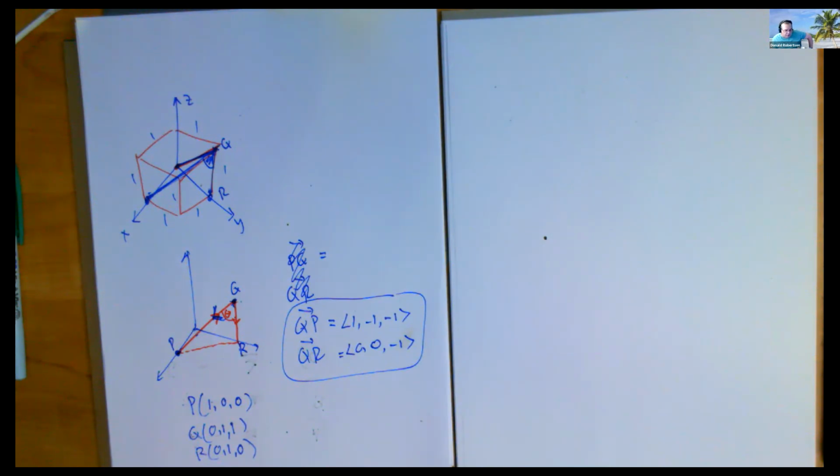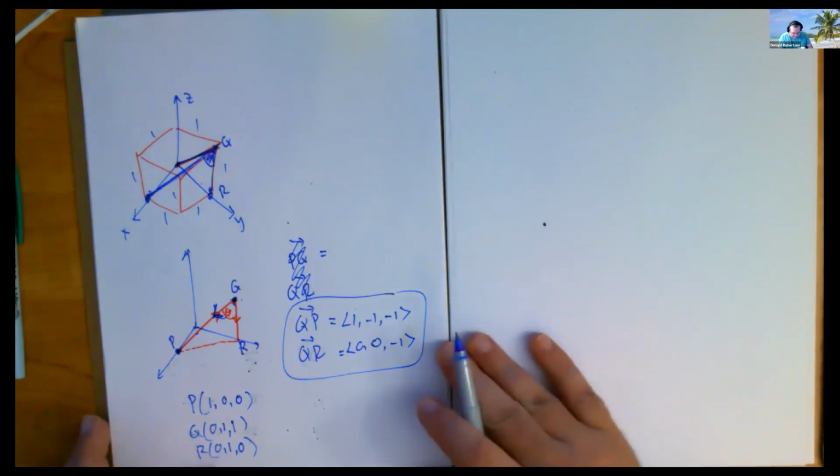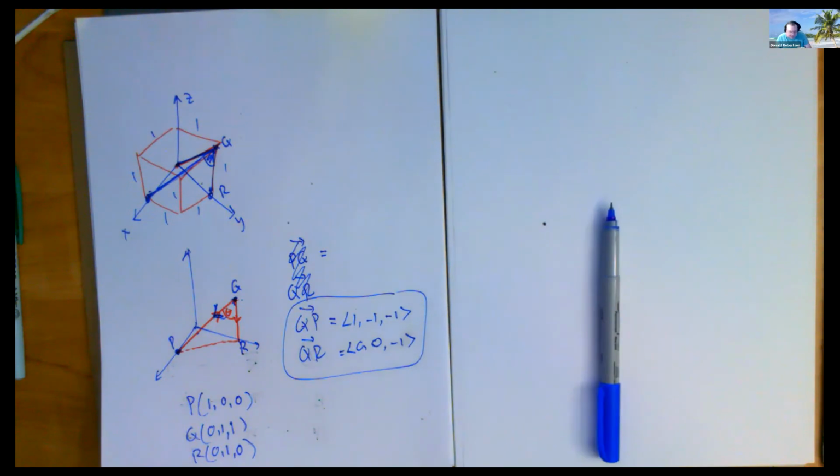It's not difficult. Would you agree the dot product is 1? And the magnitude of QP is √3, and the magnitude of QR is that guy. So it looks like the cosine of the angle is going to be 1 over √3, which is about 55 degrees, I think it is. And that is the end of dot products as far as we're concerned.